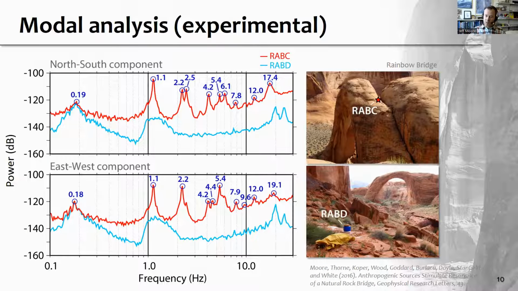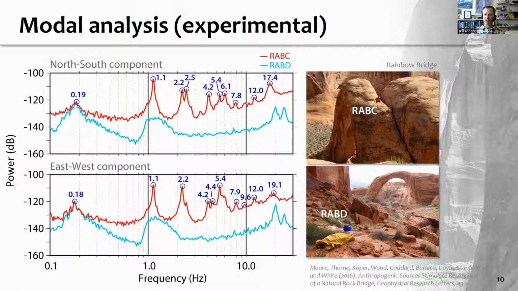At Rainbow Bridge, we conducted these in situ ambient vibration measurements. Here's an example. We're seeing two instruments here. One we placed on the bridge, that's station code RAB-C, and one's on the canyon floor, that's station code RAB-D. You see them over here, but we're looking at these in a frequency spectrum.